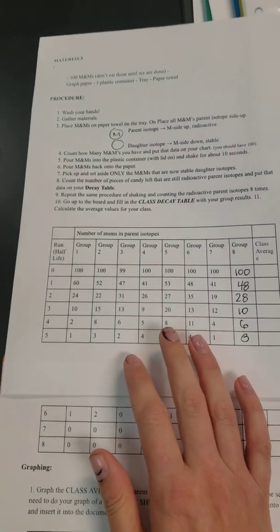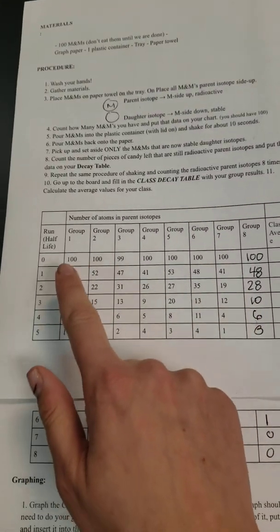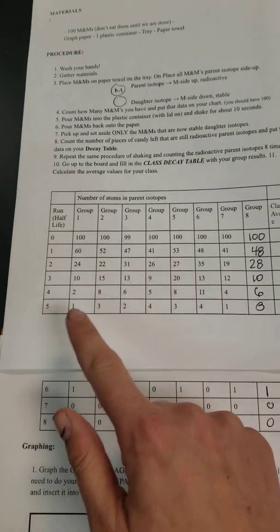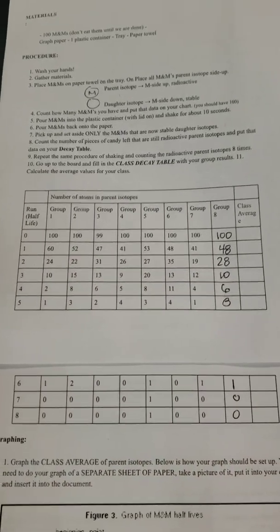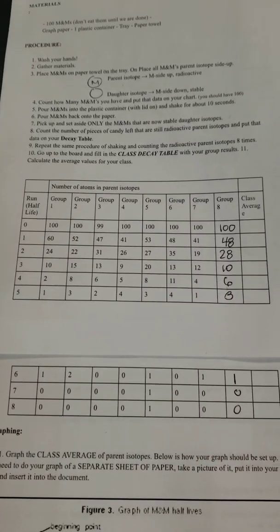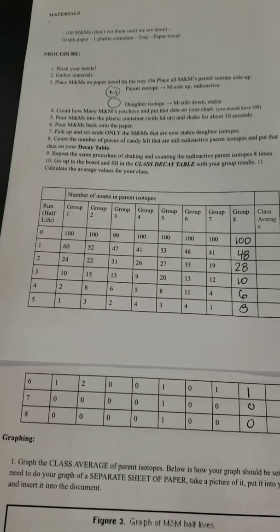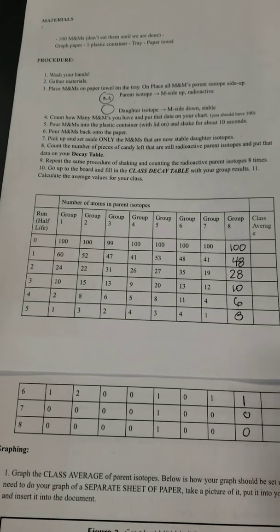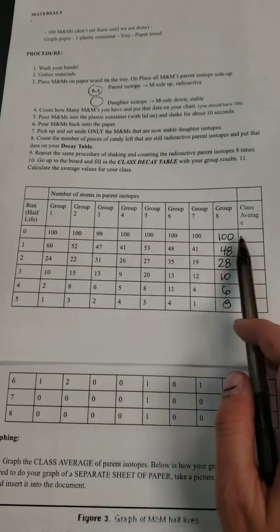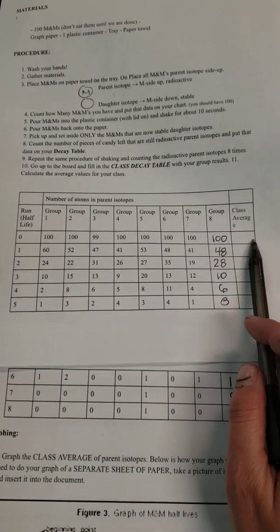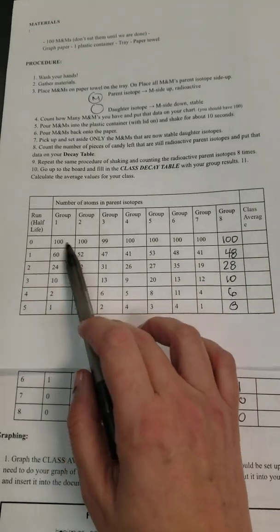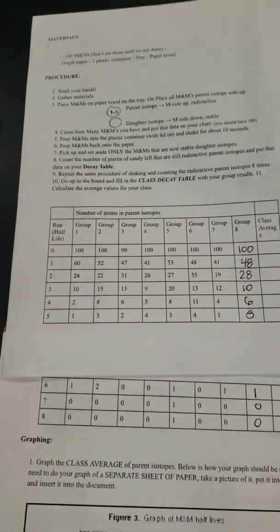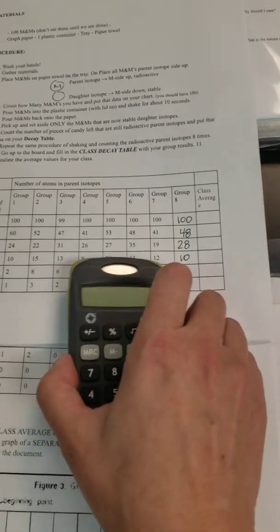We have class data. We can see that it's not exactly the same, right? There's a probability going on here. The same thing happens in rocks. It's not always going to be half every time for half-life. It's going to be close, but it's not going to be perfect. So the next thing that we're going to do is we need to calculate the class average for each half-life. So I'm going to do this one for you, and then you're going to do the rest.